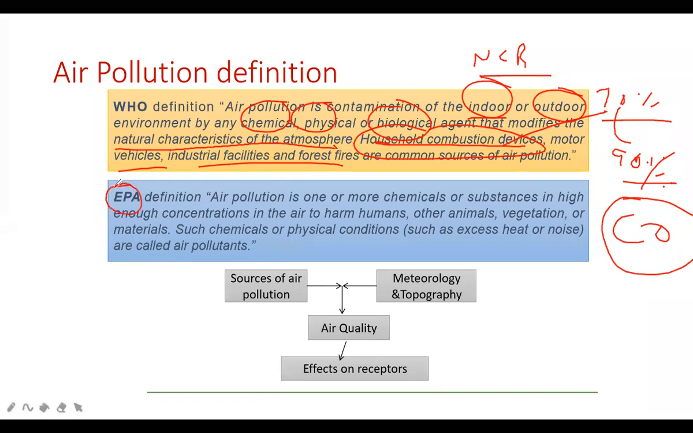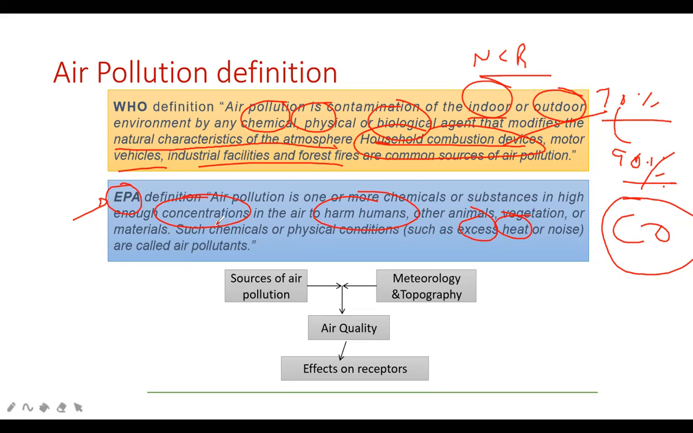Now, as per the EPA, the Environmental Protection Agency, US, which is like a supreme agency. It controls all agencies throughout the world. As per their definition, air pollution is one or more chemicals or substances in high enough concentrations in the air to harm humans, animals, vegetation, or materials. So these chemicals or pollutants added in excess concentration are called air pollutants.